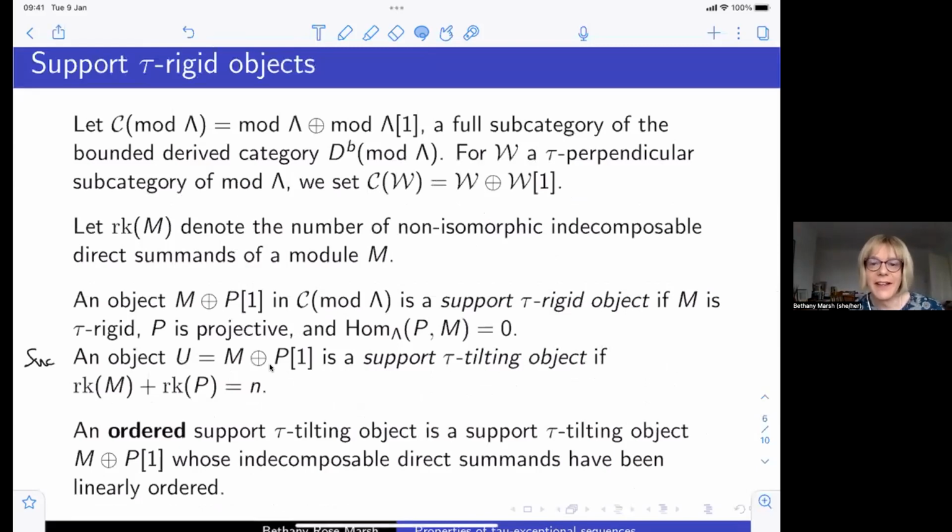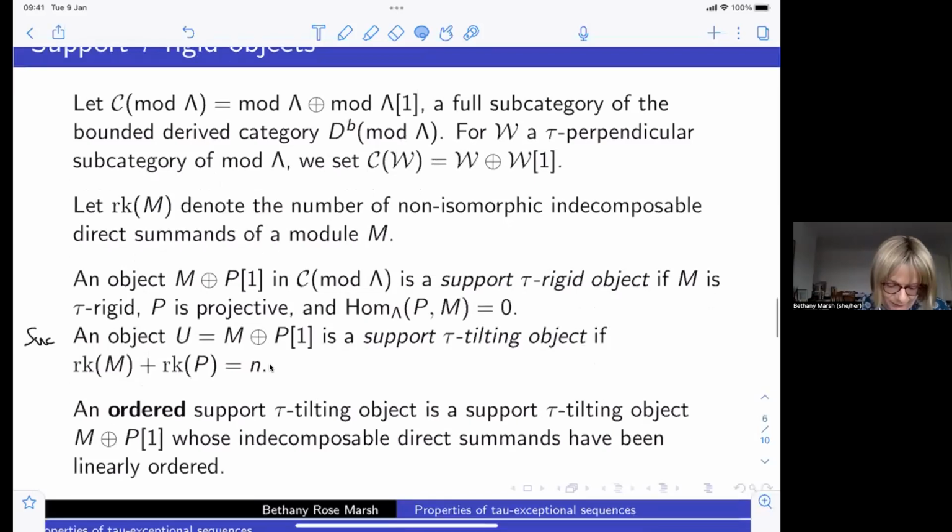Okay, so to get some kind of braid action, I need to talk about support tau rigid objects. So we take the module category and its shift in the derived category, and that's C of mod lambda. And if W is some subcategory of mod lambda, we set CW to be W plus its shift. And this is a convenient place to consider tau rigid pairs or support tau rigid objects.